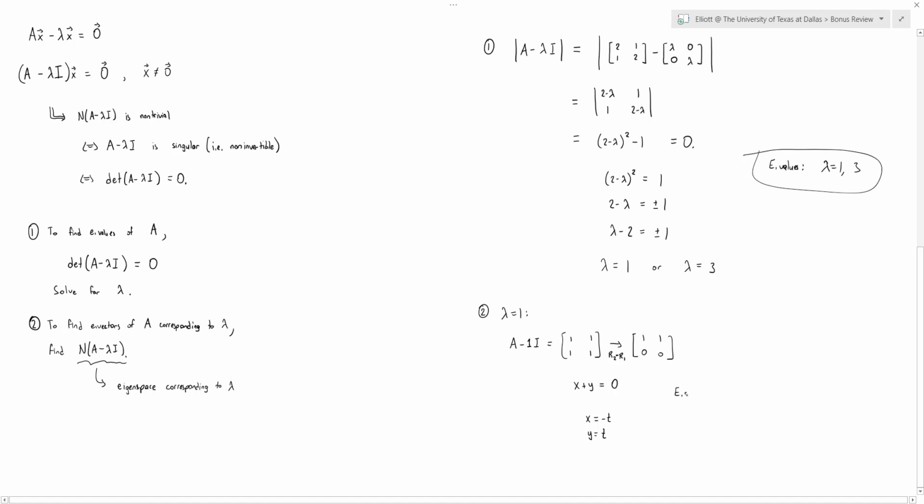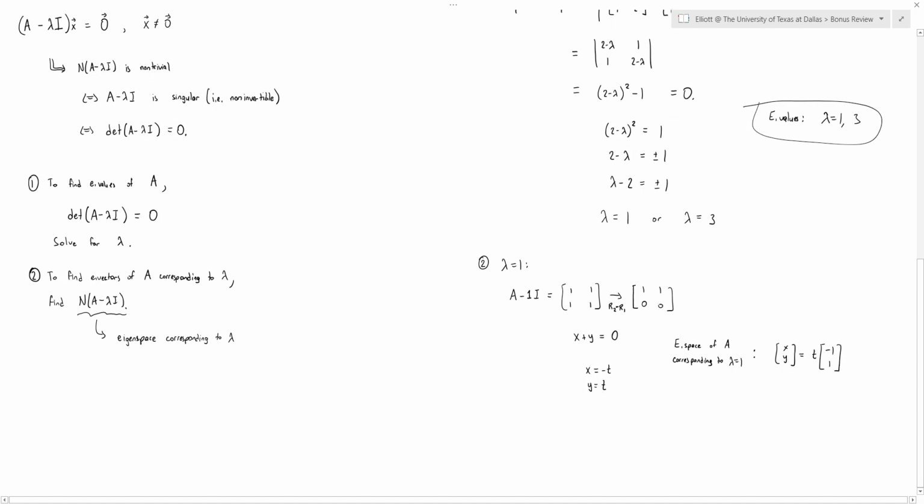So then the null space of A minus 1I, which is the eigenspace of A corresponding to eigenvalue of 1, is all multiples of the vector negative 1, 1. So this would be the eigenspace of A. If they want a basis for the eigenspace, the basis would just be this one vector negative 1, 1 by itself.